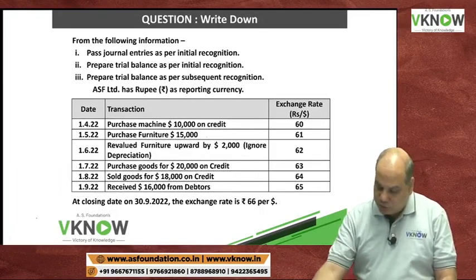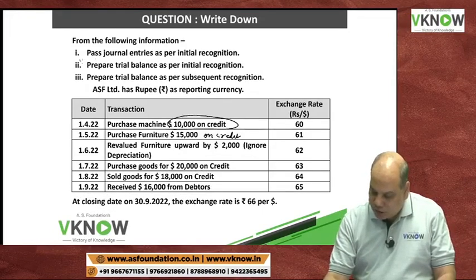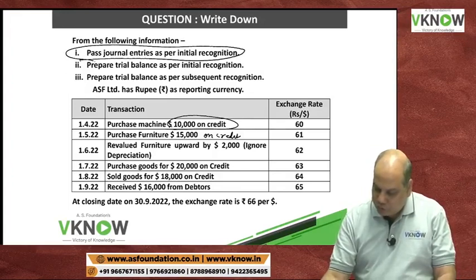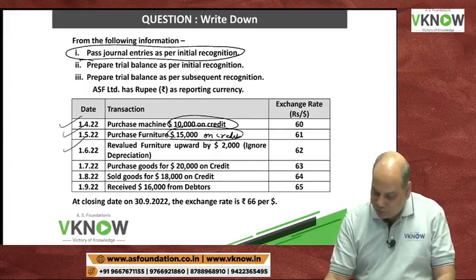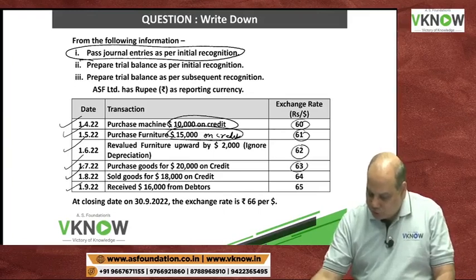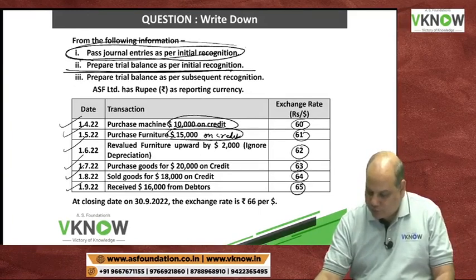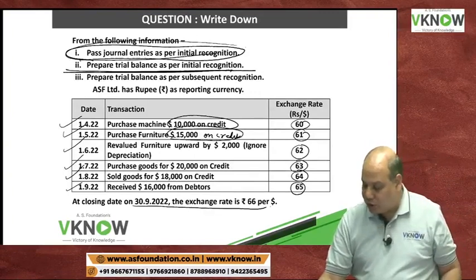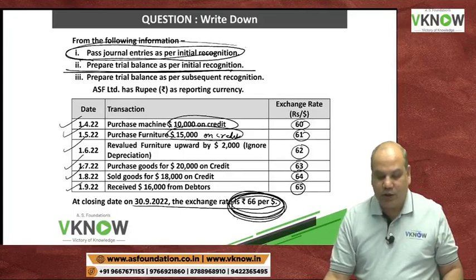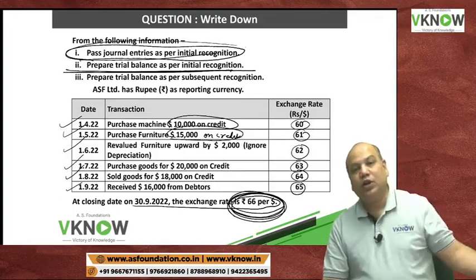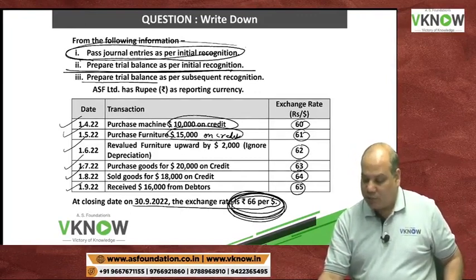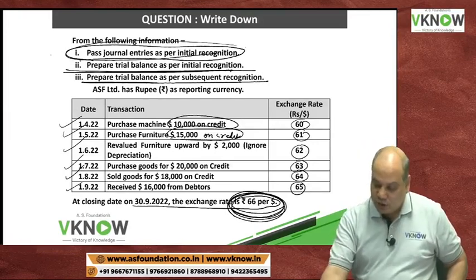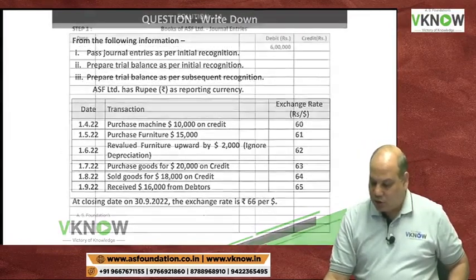I hope all of you have noted this question. So first I will have to record entries as per initial recognition. As and when these transactions are happening, I'm going to pass entries based on these rates. Then based on the first set of entries, I will prepare a trial balance. Then I will check how many items in the trial balance are monetary items. Those monetary items will be re-translated, converted at closing rate, and after converting them at closing rate, I will again prepare a trial balance. Is it right?